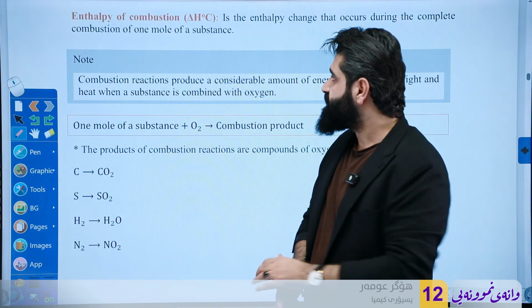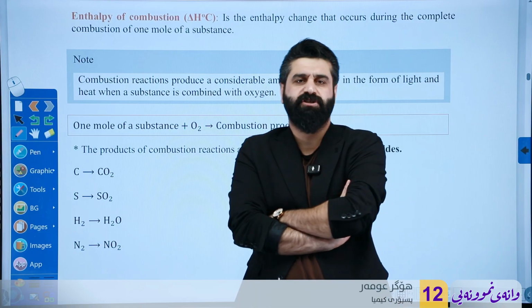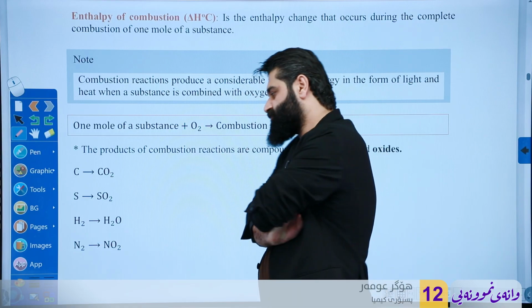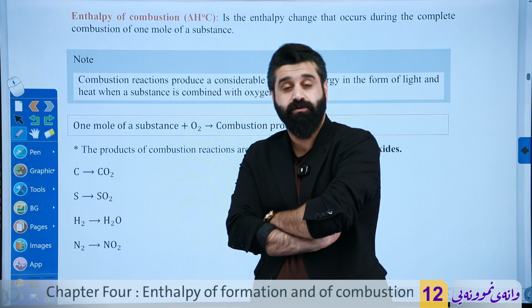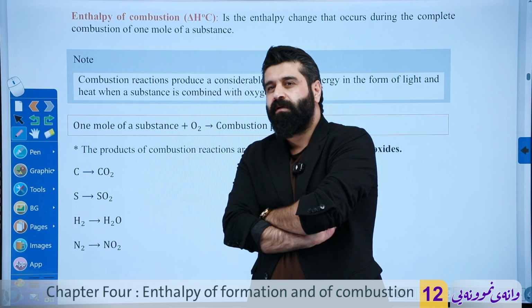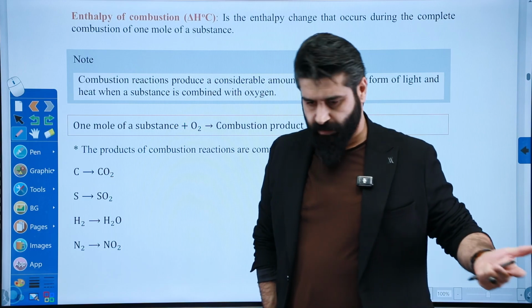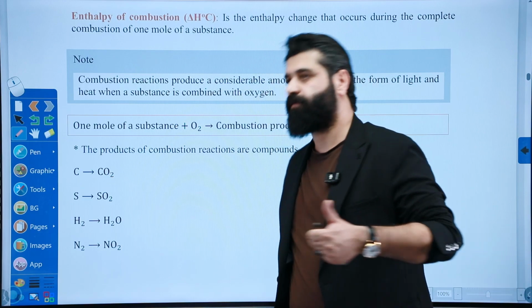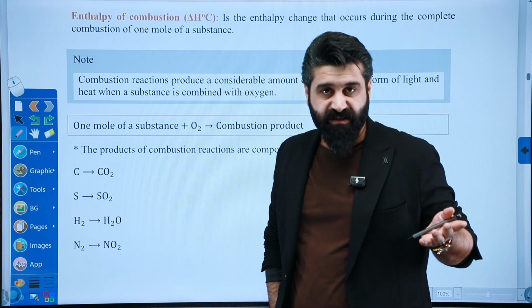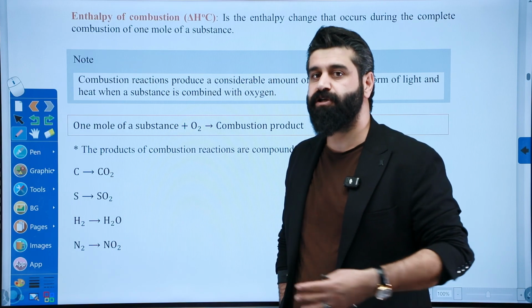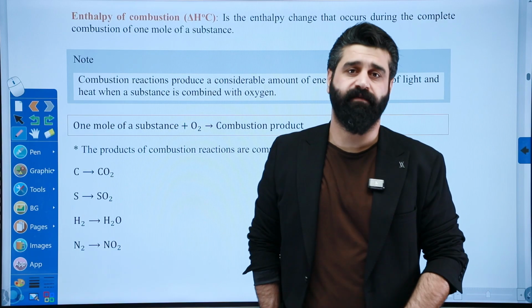I know most of the students are afraid of chapter 4. All the time they say, Mr., this is the hardest chapter, the most confusing. You know why? One of the reasons is they don't know how to write the formation and combustion reactions. What is the difference between them? How do we know if the reaction is formation or combustion? They don't know that. But if you learn them, chapter 4 will be like the other chapters, which are very easy.